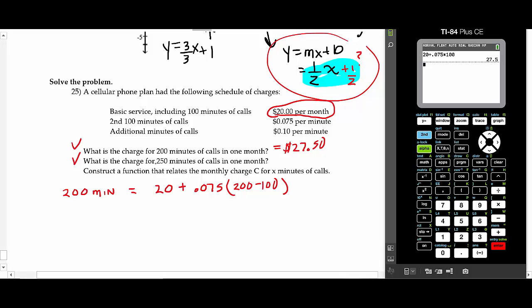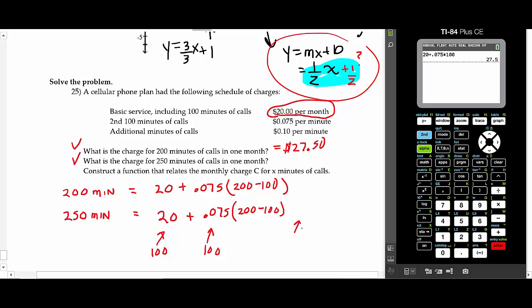Now let's go to 250 minutes and see how this works. First of all, it is $20 because you already have your flat fee for the first 100. Then the next 100, the second 100, would be the same as what I just did. It would be 0.075, and you've already done that complete amount of talking, so that would still be 200 minus 100. So you're still doing 20 plus 0.075 times 100.